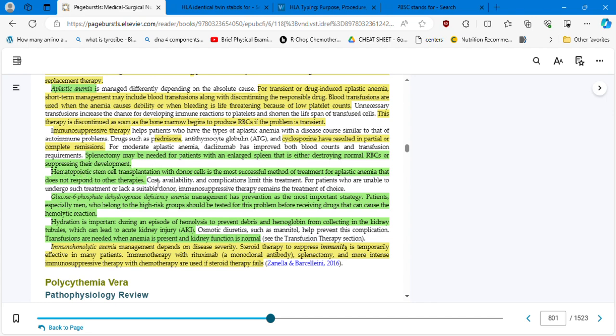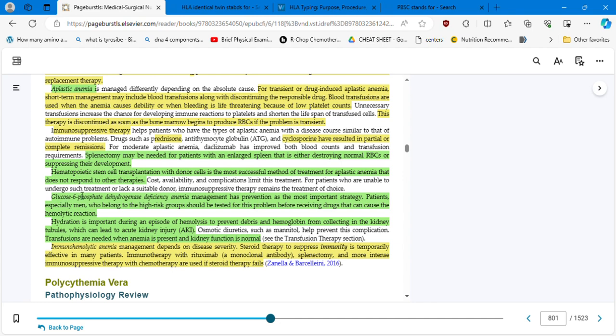Hematopoietic stem cell transplantation with donor cells is the most successful method of treatment for aplastic anemia that does not respond to other therapies. When we talk about hematopoietic stem cell transplantation, we are talking about the three types of cells, the RBC, WBC, and platelets. However, all transplantations of the hematopoietic stem cells start with the pluripotent cells that need to mature and then become ready for the transplantation.